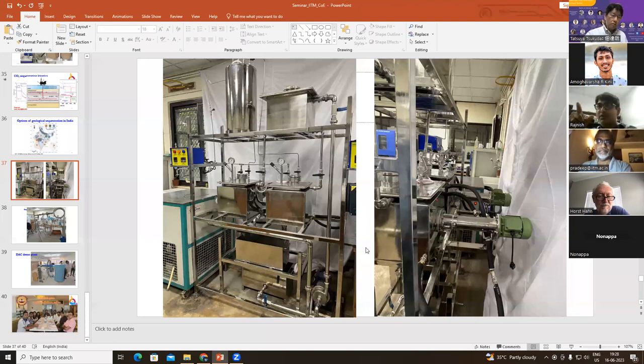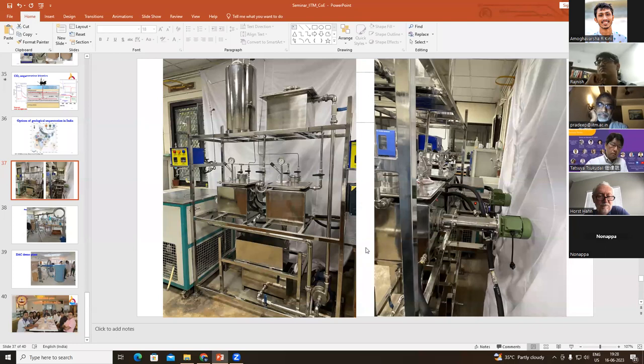And this particular process, the image which you currently see on the screen, is ultimately going to replace reverse osmosis, which is also going to run at around 45 bar. This is a much less energy intensive process compared to reverse osmosis.